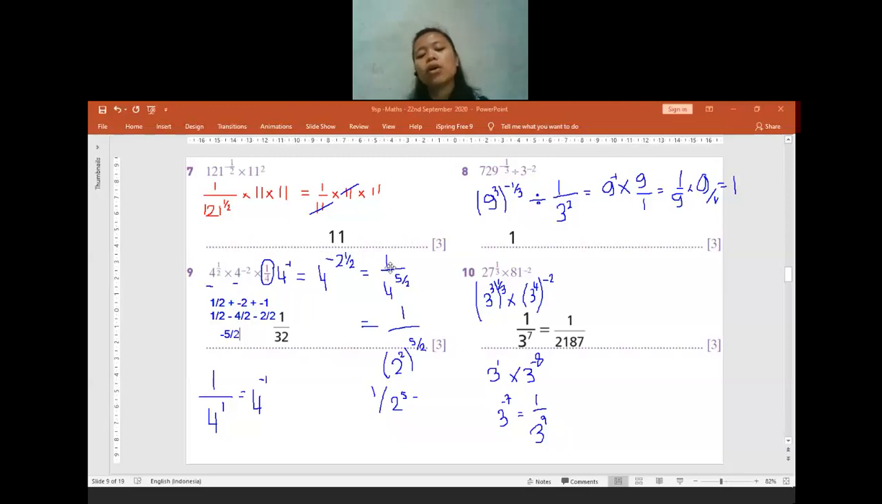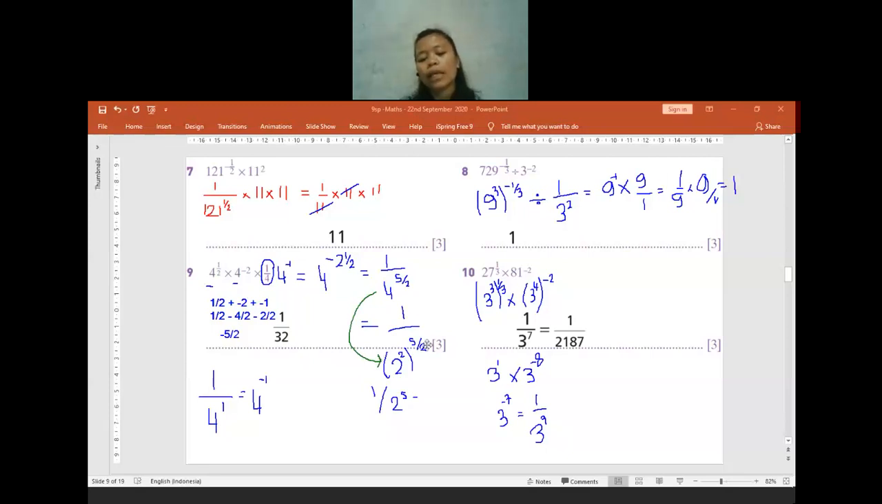Negative 5 per 2, before I wrote it as negative 2 and 1 per 2. That's why when the power is negative, we can change it into a fraction, becoming 1 per 4 to the power of 5 per 2. Solving the number with fractional indices is sometimes confusing. That's why I want to change the 4 into an index number, so I hope that I can cancel the fractional indices. As you know, 4 is 2 to the power of 2, so I can change the 4 into 2 to the power of 2.